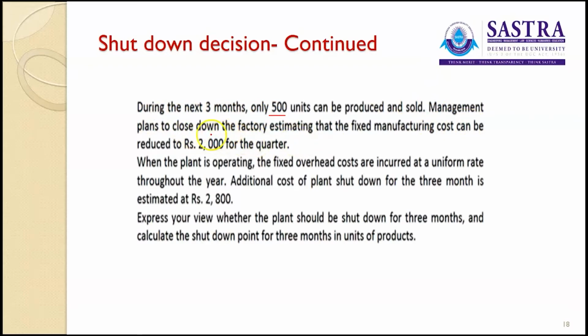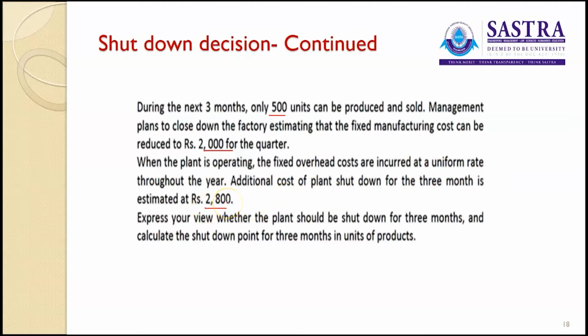Management plans to close down the factory, estimating that the fixed manufacturing cost can be reduced to 2,000 rupees for the quarter. So the management is planning to close down the factory for 3 months, wherein they can have a saving on the fixed manufacturing cost. When the plant is operating, a fixed overhead is incurred at a uniform rate throughout the year. An additional cost of the plant shutdown for the 3 months is estimated to be 2,800.